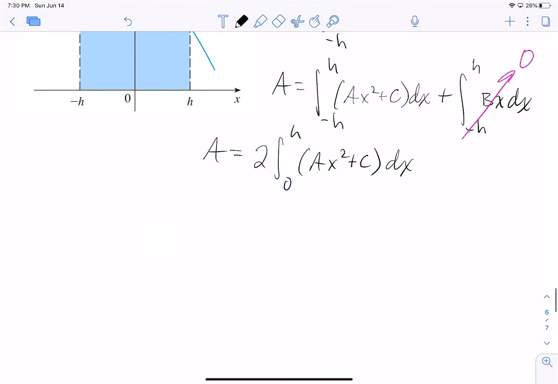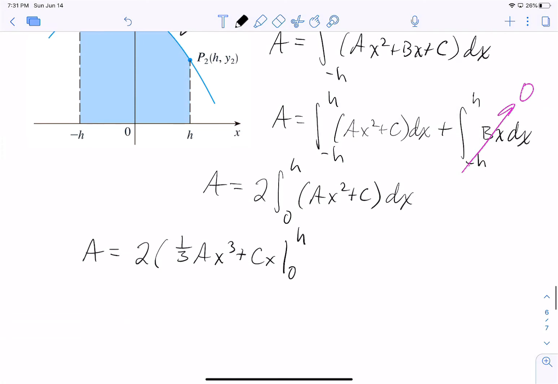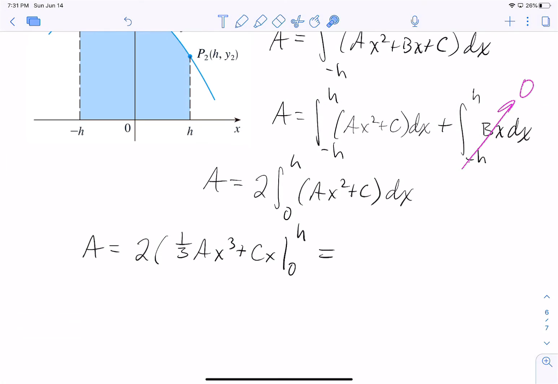Integrating that using the power rule is going to give us that the area is equal to 2 times the quantity of 1/3 ax cubed plus cx, evaluated from 0 to h. Now substituting h in place of x, and at the same time distributing the 2 and factoring out a 1/3, is going to give us h over 3 times the quantity of 2ah squared plus 6c. And yeah, right now it's like, so what? Who cares? This is leading to something. So we'll just set that aside for now.